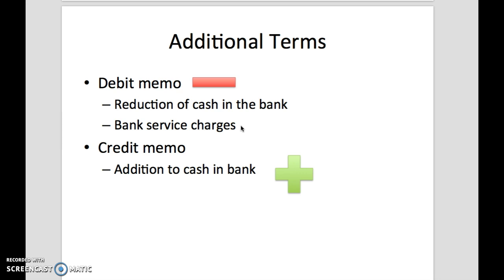So let's say the bank service charge was 100, so you'll see your cash 3,000 minus the bank service charge of 100. It means that in your deposit account you only have 2,900. So that's in the record of the bank. Now, if you say credit memo, this would be any addition to the cash in bank.